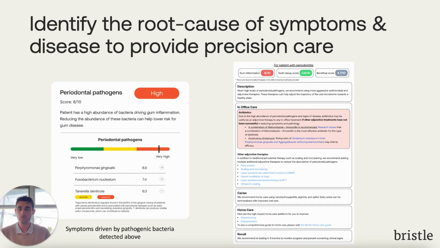In this example, we're taking a patient who has both a high abundance of periodontal pathogens and has been diagnosed with periodontal disease in the clinic, and as you can see, we're able to provide data on the oral microbiome and the root cause of their condition, and use that data to design a custom treatment protocol to address the underlying cause of disease and help them improve their oral health.